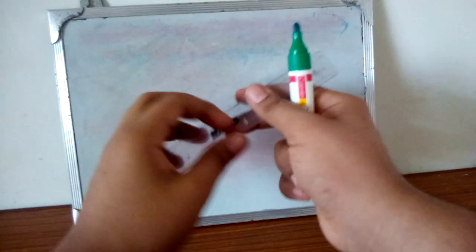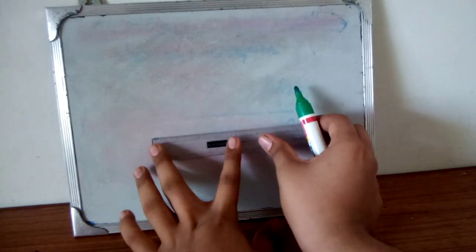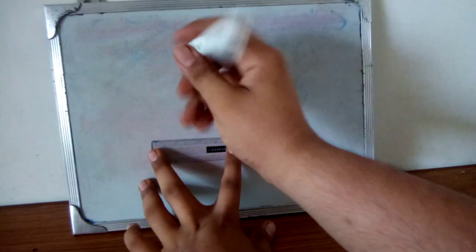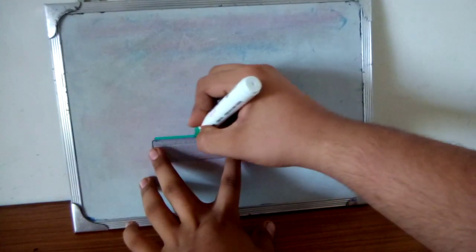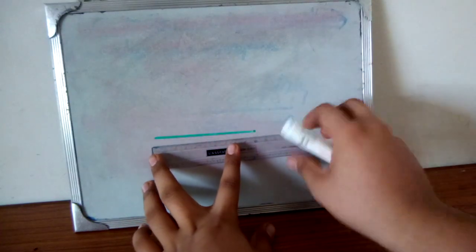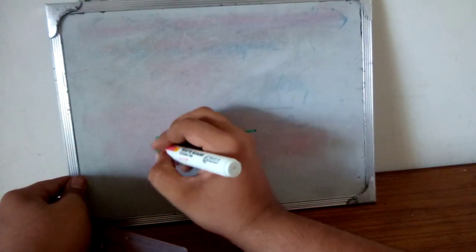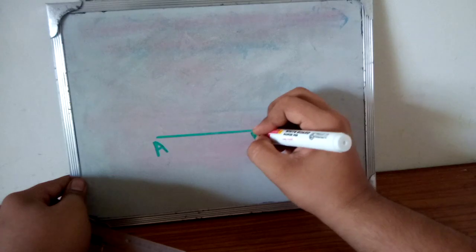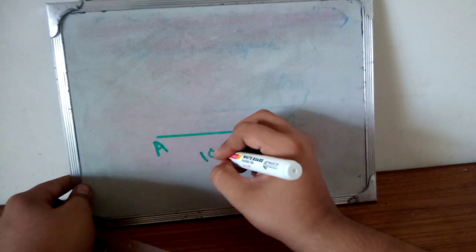Today we will learn to construct an angle of 45 degrees with the help of a ruler and compass. The first step is to make a line segment of any measurement. I will make it of 10 centimeters. This is the line segment. We can name the line segment AB, of 10 centimeters.